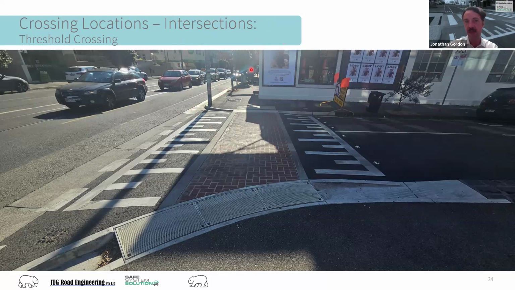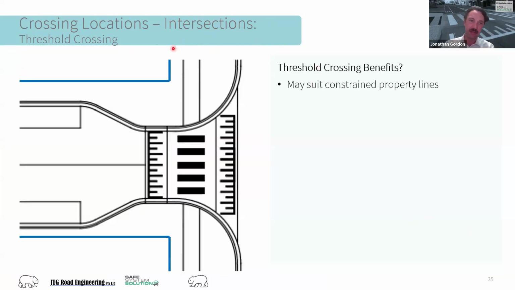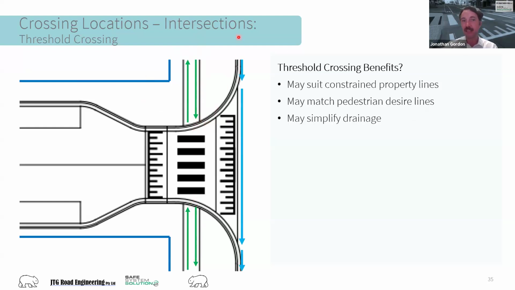And what we've got is a footpath hard against the curb line. And to tell somebody to walk all the way down here might become less desirable. So they suit constrained property lines, and they match pedestrian design lines. So pedestrians are just happy to walk in a continued path of travel. They simplify drainage, as I discussed. So that's another benefit for us.